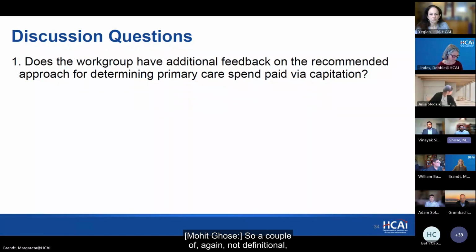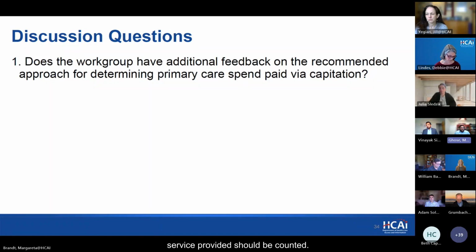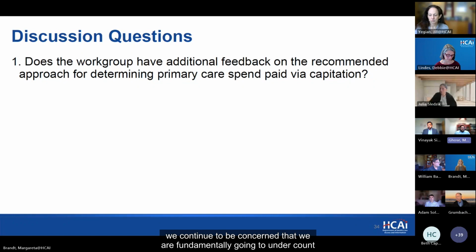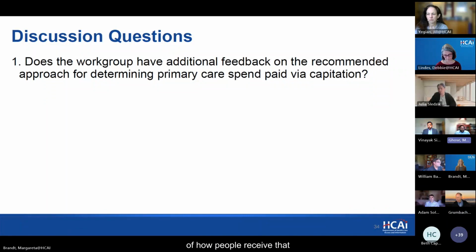So a couple of level setting points, if you will. First of all, thank you for the ongoing work here. It's very important to get this right as well. We continue to believe on a fundamental level that the service provided should be counted, and we've had this many times over with this group, not necessarily the setting of that service. I understand inpatient being a different deal altogether, but outside of that, we continue to be concerned that we are fundamentally going to undercount primary care spend in the state of California because of how people receive that care.